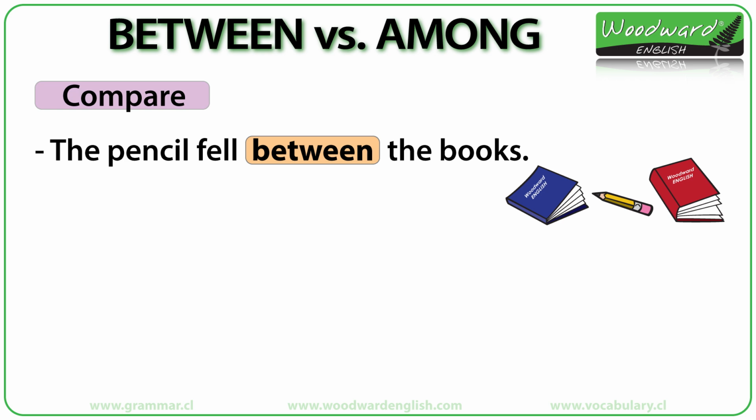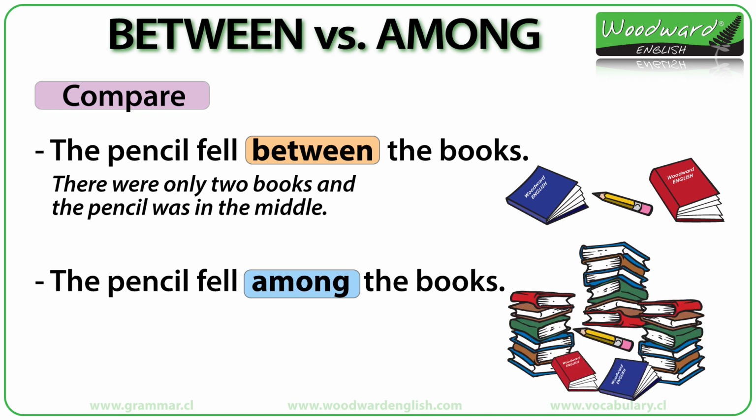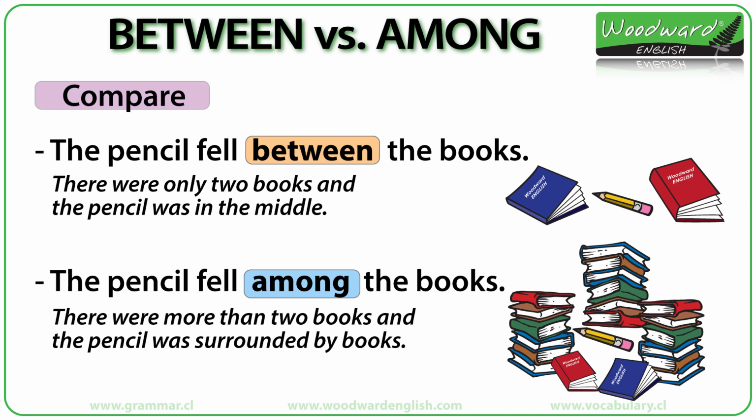Compare these 2 sentences. The pencil fell between the books. There were only 2 books and the pencil was in the middle. The pencil fell among the books. There were more than 2 books, and the pencil was surrounded by books.